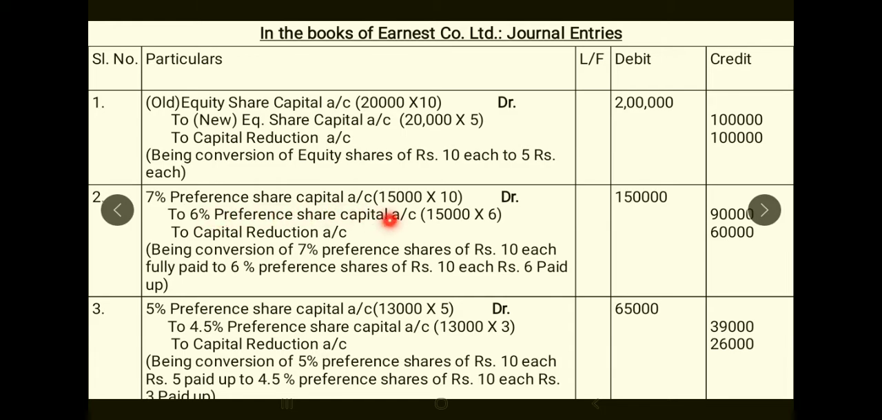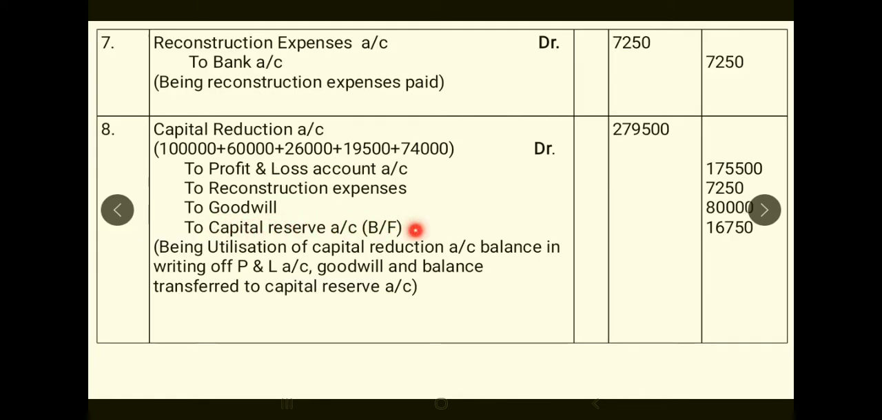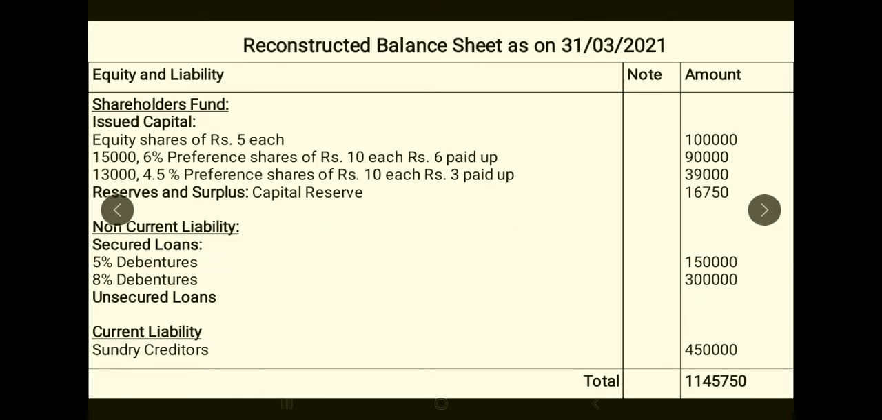So 6% preference shares of ₹10 each, ₹6 paid up, 90,000. Similarly, 4.5% preference shares of ₹10 each, ₹3 paid up, 39,000. So here you can see in the balance sheet you have shown both the varieties like this. So the amounts in your second entry and third entry have come. You can see that. Next, capital reserve: the amount in the last entry, transferred to capital reserve in the 8th entry, to capital reserve 16,750, you show under reserves and surplus.